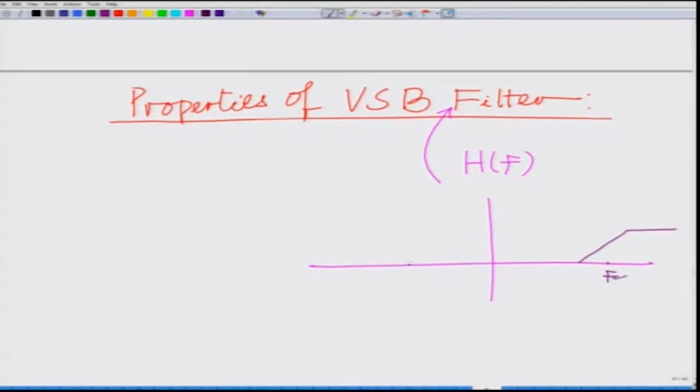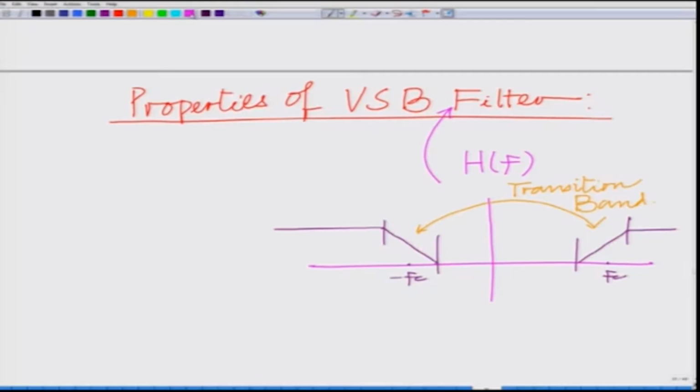As we already said, it is a high pass filter, but it is not an ideal high pass filter. So, it has a finite transition band. This is minus Fc, and these two bands are your transition bands, where the response rises from 0 to 1. That is known as the transition band, and this is a non-ideal high pass filter with cutoff frequency Fc. Let me write it again clearly.